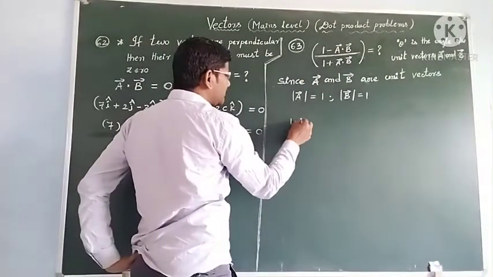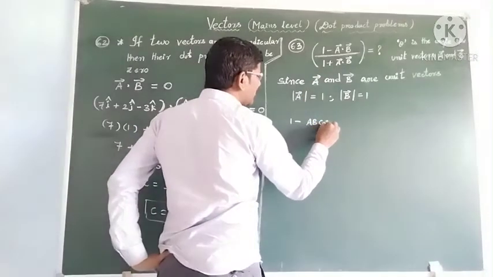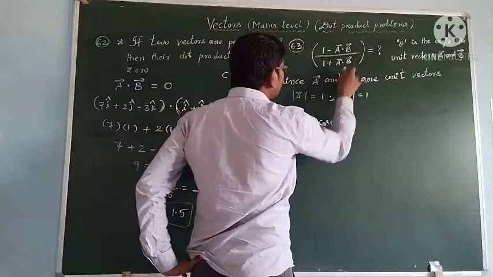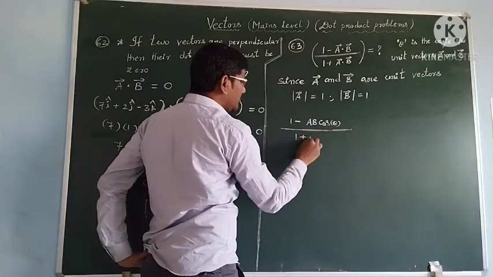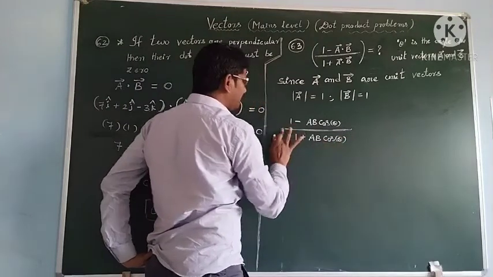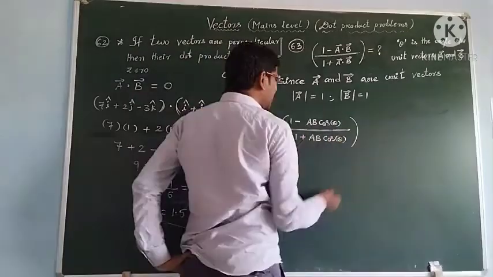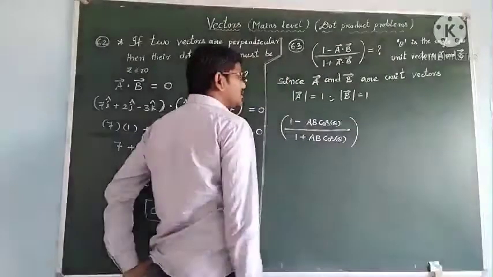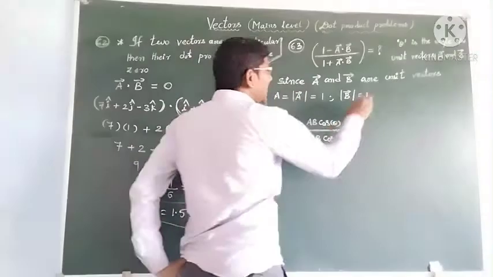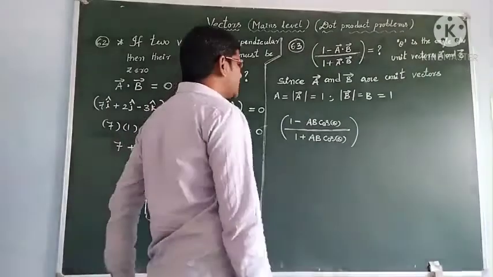1 minus a bar dot b bar is equal to ab cos theta, by 1 plus a bar dot b bar, that is equal to 1 plus ab cos theta. So 1 minus ab cos theta by 1 plus ab cos theta, that is what we have to write. The modulus of a bar means a and the modulus of b bar means b. Their magnitudes are 1. Okay students.